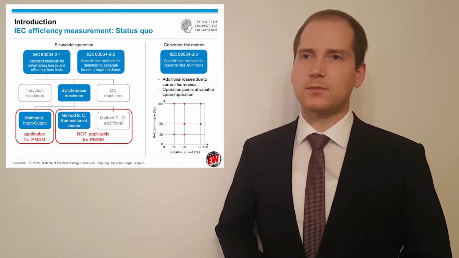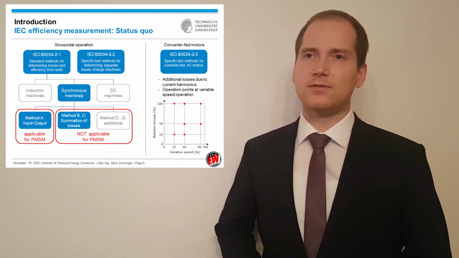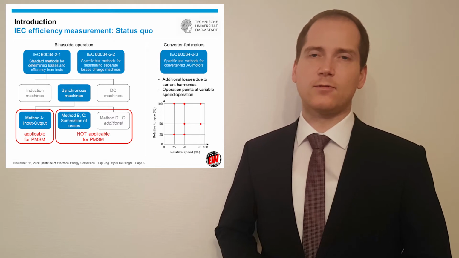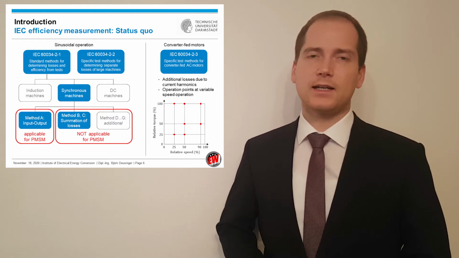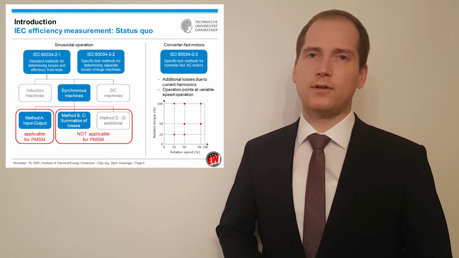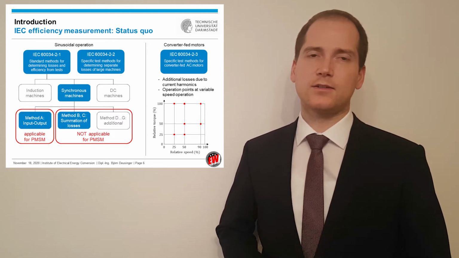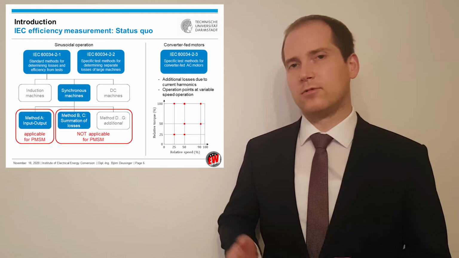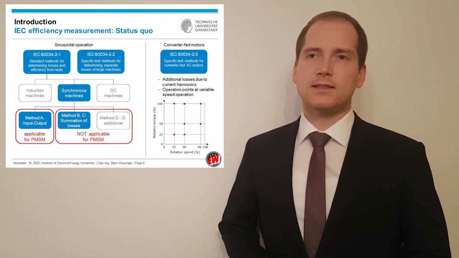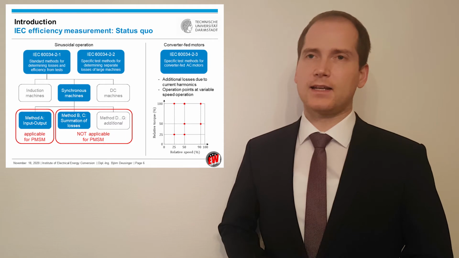As permanent magnet synchronous machines are usually operated at converter fed drives, additional losses due to current harmonics occur. IEC 60034-2-3 describes the determination of these losses by comparing sinusoidal and converter operation. We will discuss these losses later again.